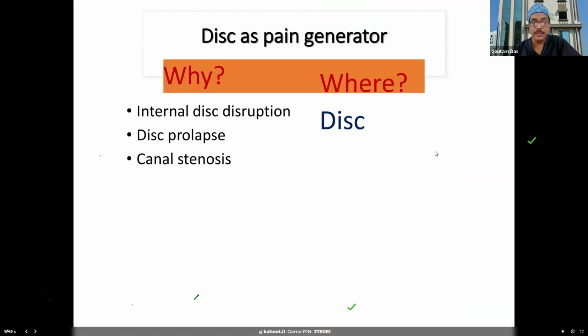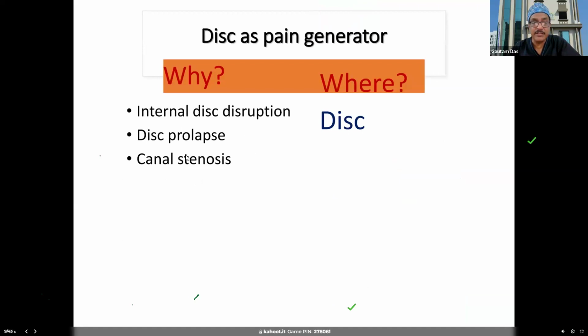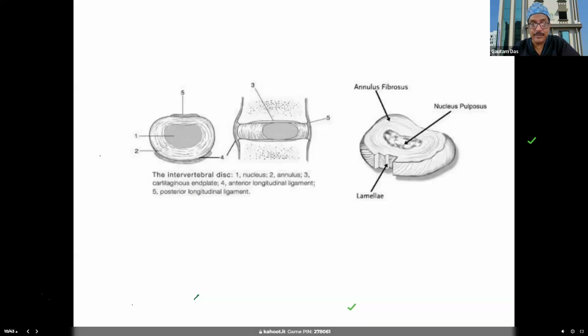So first we'll be talking about the disc. If the answer to where is the disc, then the answer to why is these three different conditions. All these things are because of disc degeneration, but they can present as three different clinical entities: internal disc disruption, disc prolapse, and canal stenosis. We'll be discussing a little bit about these three conditions and disc degeneration itself.